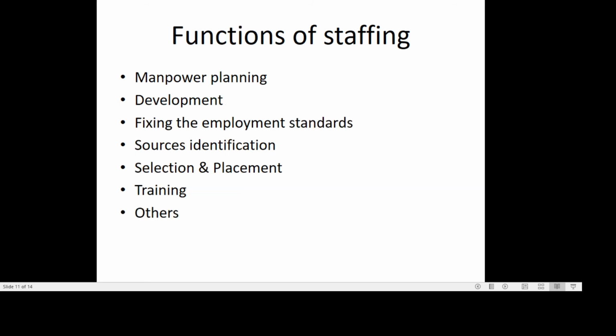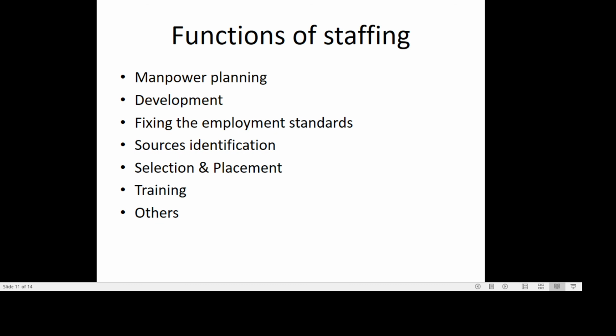So these are all the elements of staffing. Now the functions of staffing: there should be appropriate manpower planning. We need to plan how many headcounts are required, and the development of human resources based upon training and executive programs, and fixing the employment standards, that is, providing appropriate facilities such as proper ventilation and seating arrangements to the employees.